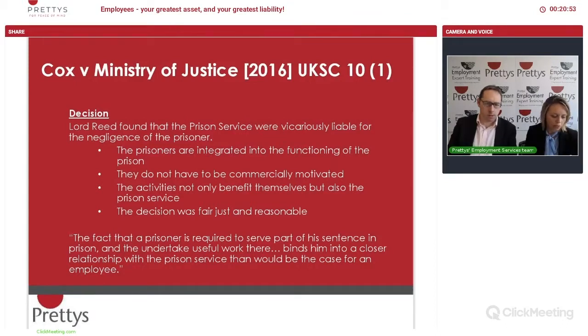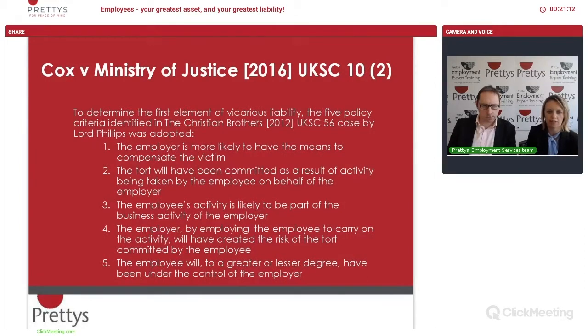So how did they approach it? Well, they approached the first question in light of a case called the Christian Brothers case, which considered similar issues. What happened in the Christian Brothers case is that it extended the scope of vicarious liability beyond the employer relationship. If we move forward to the next slide briefly, this slide sets out the Christian Brothers findings. It sets out the five different criteria which, if met, mean the relationship justifies vicarious liability.